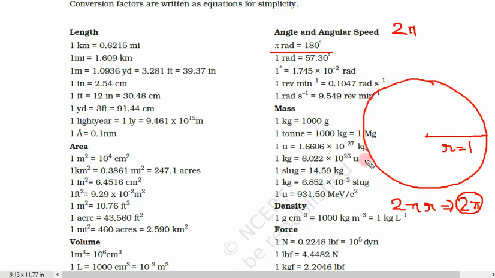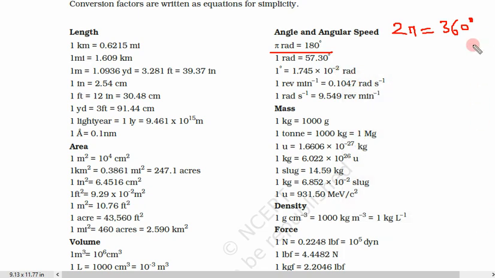Now what is the total angle? The total angle is, if we start from here and come to here again, equal to 360 degree. So in this way we get 2 pi is equal to 360 degree, or dividing both sides by 2, we get pi is equal to 180 degree. So pi radian is equal to 180 degree. So this way we get this. 1 radian is just 180 divided by pi as well. So these are also very important conversions. All others are not very much needed.